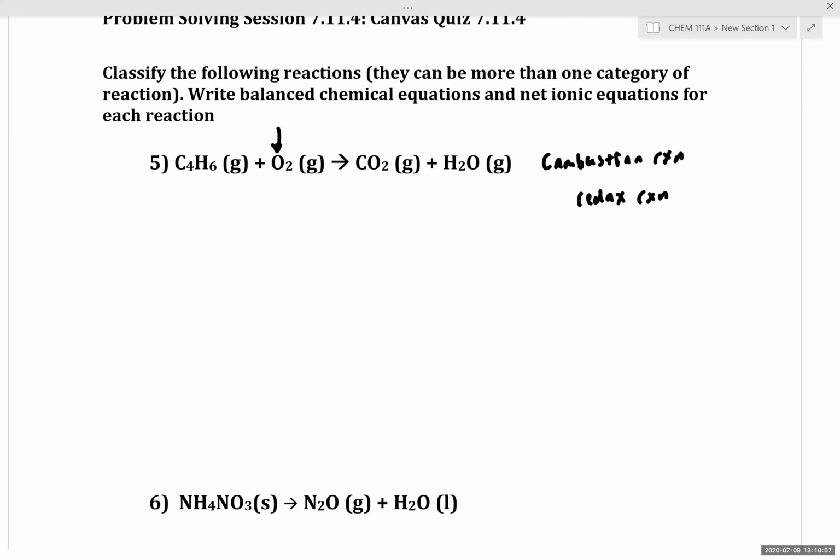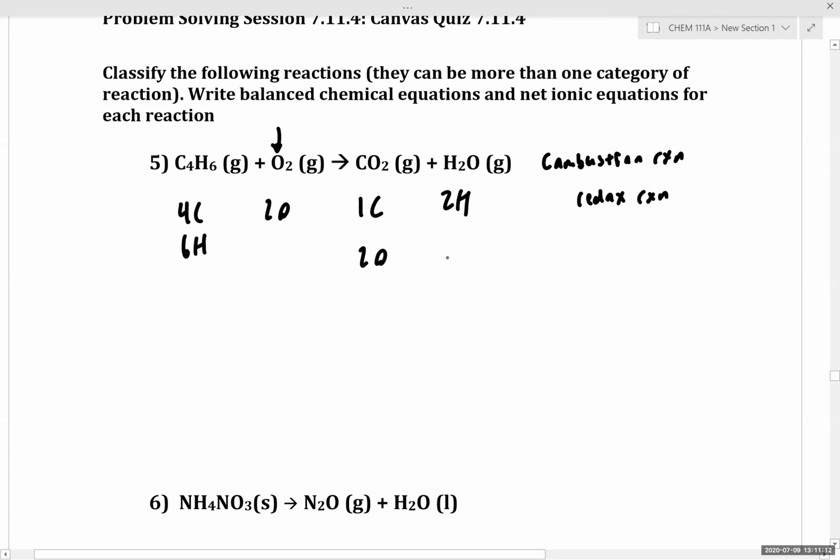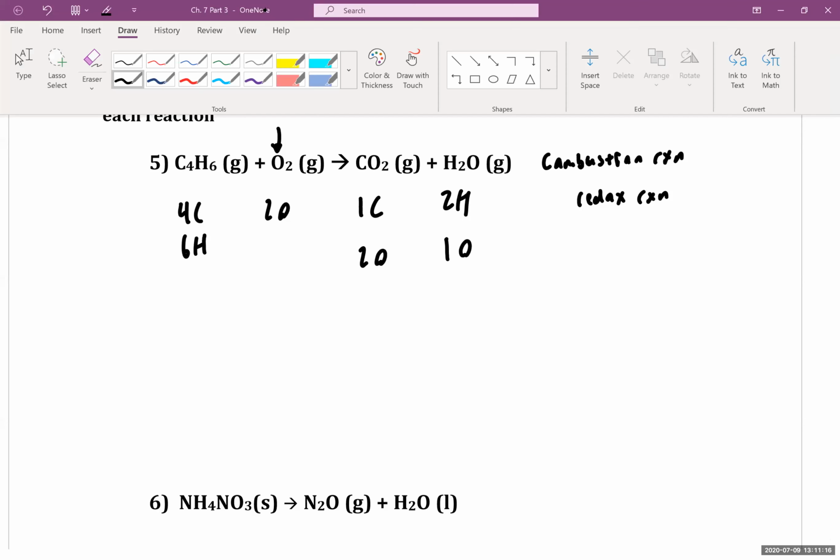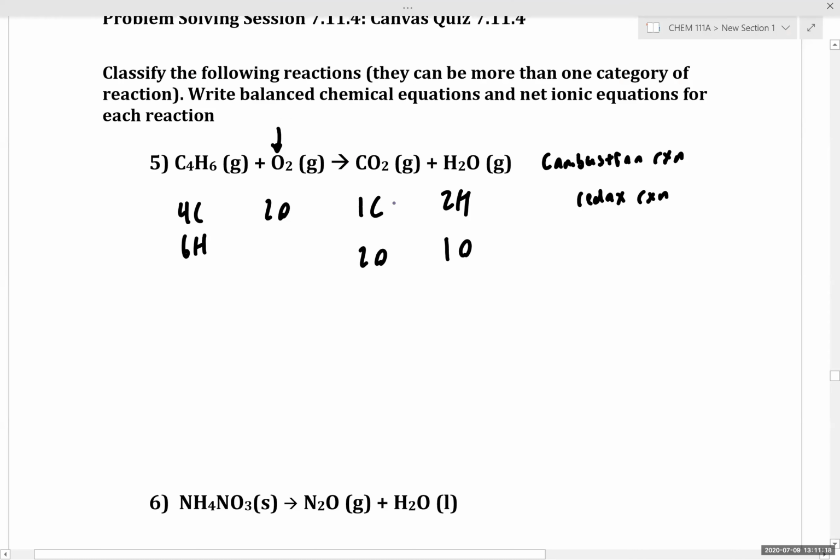Okay, let's take a look at the following reaction and try to balance it. So we have 4 carbons and 6 hydrogens. We have 2 oxygens on the left. We have 1 carbon and 2 oxygens, 2 hydrogens and 1 oxygen on the right. So let's first balance carbon. So we need 1 times 4 to give us 4 carbons, and that gives us 8 oxygens as a result.